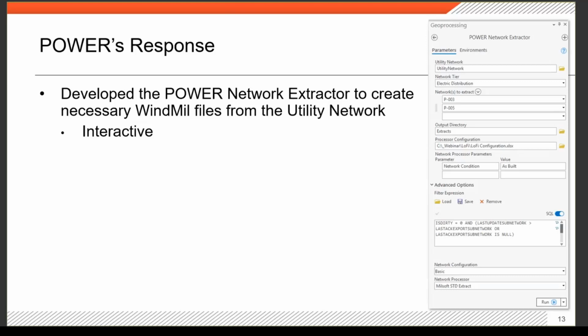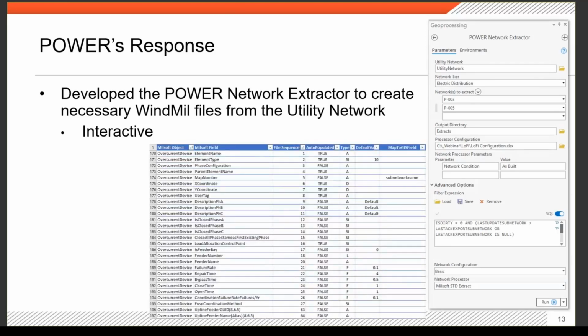The user then selects the desired directory for the output files, followed by the Excel file that contains the mapping settings for the extract as shown here. Finally, the user clicks run, and it takes about 2 minutes to extract a circuit. In the interest of time, I won't perform an interactive extract for you during this webinar, but instead we'll take advantage of the second mode, scheduled.